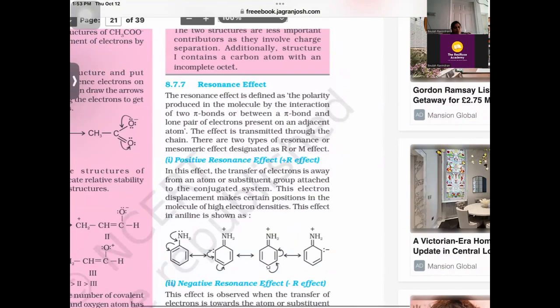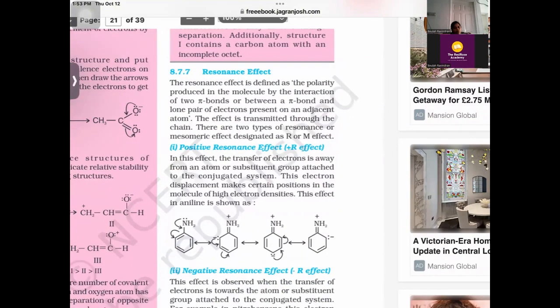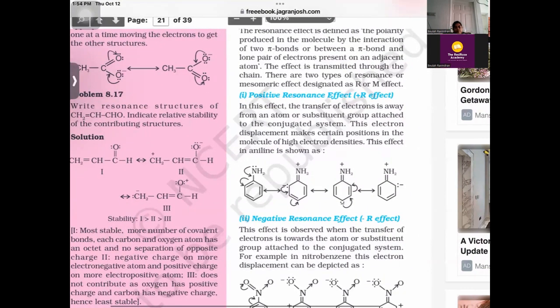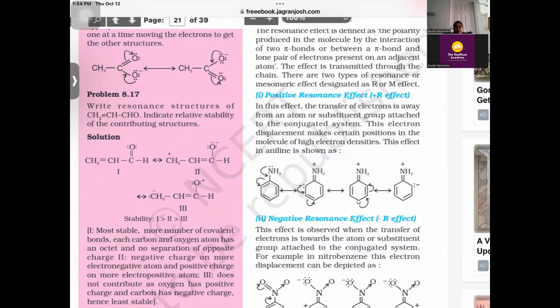We saw the resonance effect, right? So what is the resonance effect? It is the polarity produced in the molecule by the interaction of two pi bonds. You know about pi bonds. What is a pi bond? It is a lateral connection, lateral bonding. If there are two pi bonds, then the resonance between them occurs.